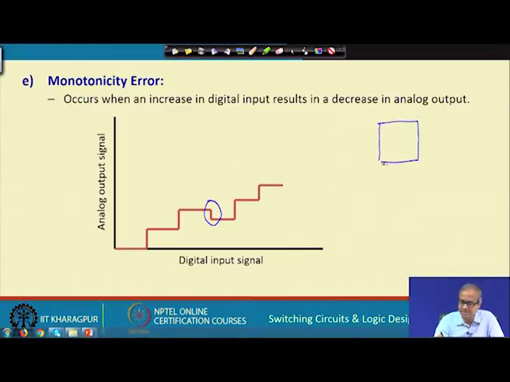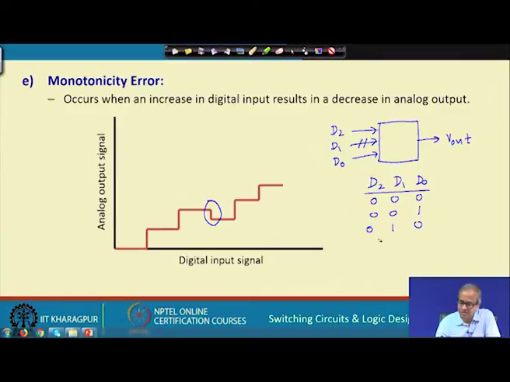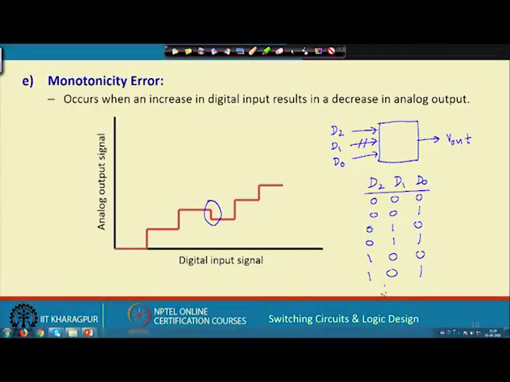Let us take a very specific example. Let us consider a 3-bit DA converter, because it is a simple example you can work out. Let us say D2, D1, D0, and this is your V out. Now, suppose while you are designing and making the connections, the D0 connection you have forgotten to make, or there is a disconnection. As you increase the input, the values will start with 0, then 1, then 2, then 3, then 4, then 5, and so on.